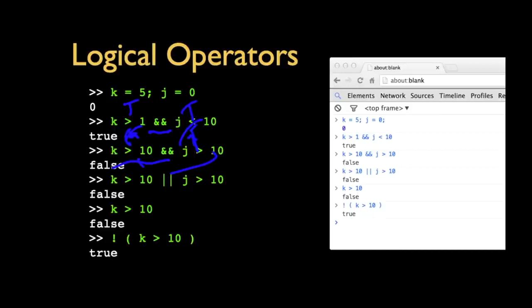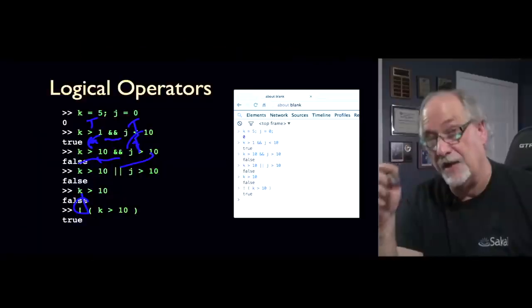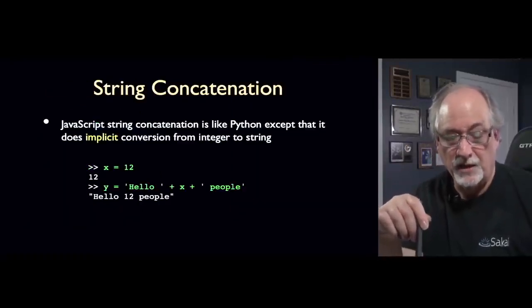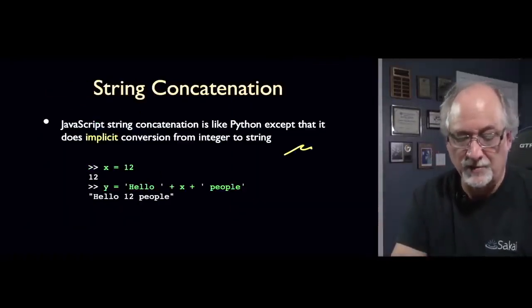And then there is a unary not operator that you can put in front. That's like saying k greater than 10, well that's false, but then if I apply a not to it, it becomes true. String concatenation is a little different than Python.